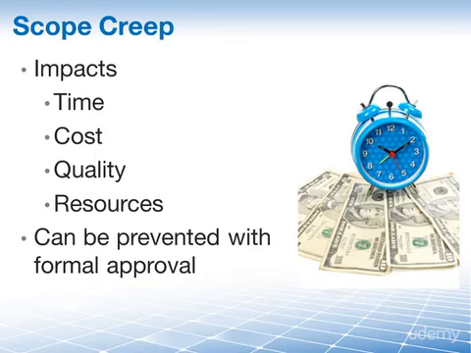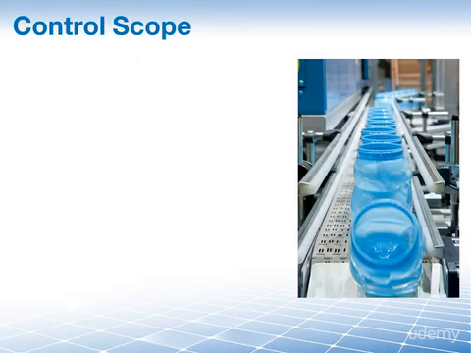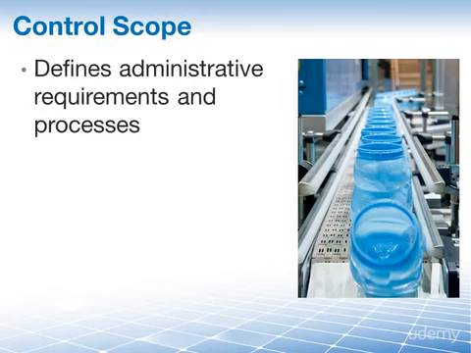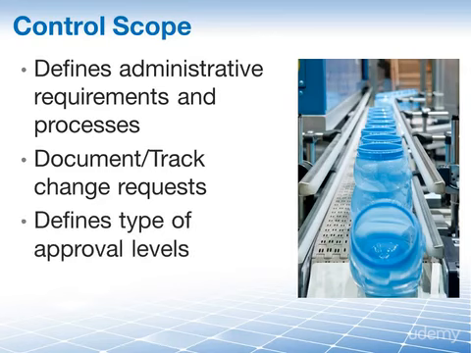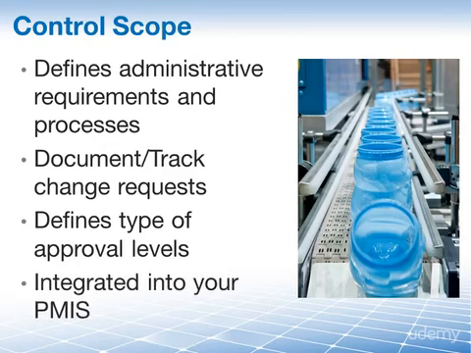So the best way to avoid scope creep is by having a clearly defined scope and by implementing a change control system. Such a system will define the administrative requirements and processes you need to go through in order to have changes to the scope implemented. It tells you how changes are documented and how they are tracked. It defines what type of approval levels are required. Plus, most change control systems are often integrated into the overall project management information system, the PMIS, so that you have everything in one place.